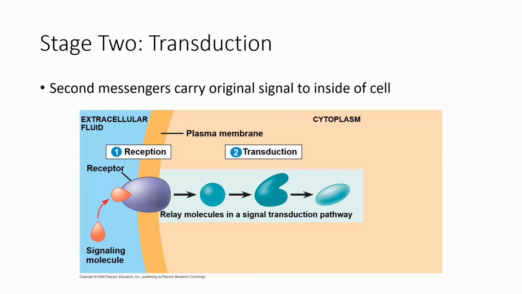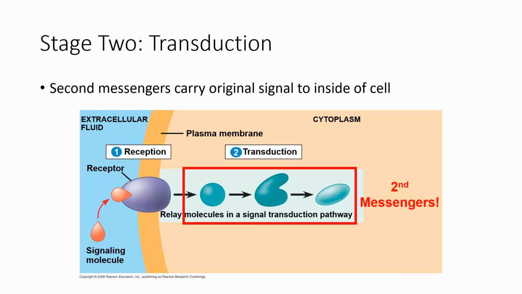So we talked about the reception. Now we need to talk about transduction. There are these molecules called second messengers, which are all inside of the cell that carry the signal further on into the cell. The first messenger is the ligand and the receptor. Those combined make the first messenger, and then they pass on their message to the next messenger in the cell, which is the second messenger.